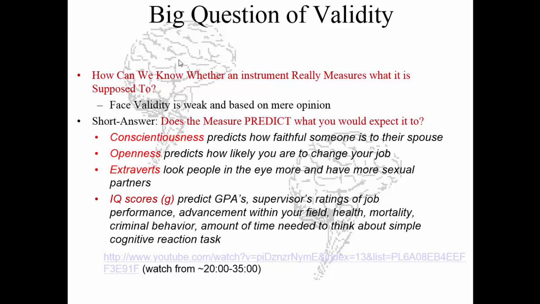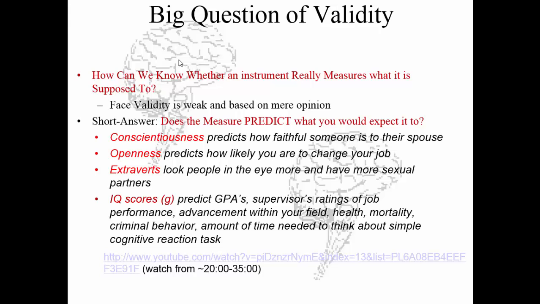For example, the Big 5 personality traits. Even though a lot of people just want to dismiss self-report out of hand, those self-report measures have been shown to have some validity because they predict things that you would expect them to predict if they were good, valid measures, actually measuring the thing they're supposed to. So, for example, some studies have shown that conscientiousness predicts how faithful someone is to their spouse. Just because you score high on conscientiousness doesn't mean you're going to be faithful to your spouse, but it predicts it to some degree. It correlates with it. That's evidence that a self-report measure of conscientiousness has some validity.